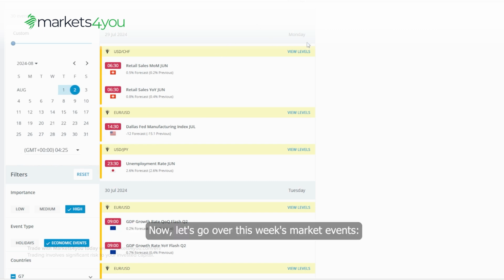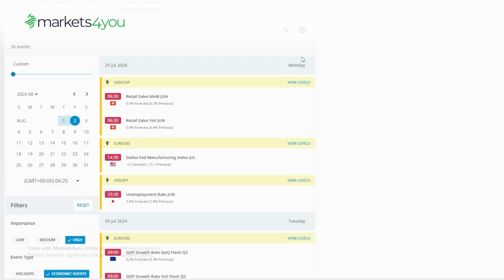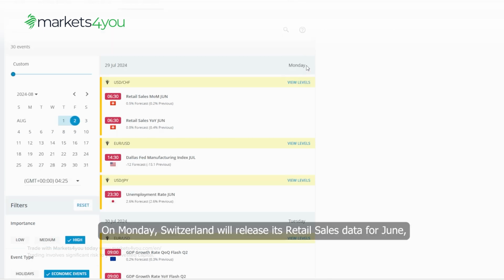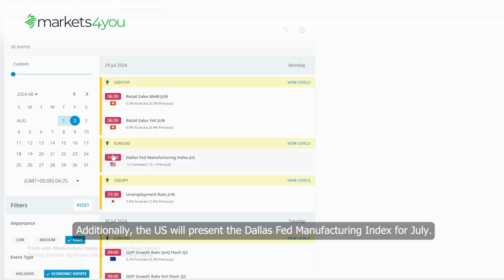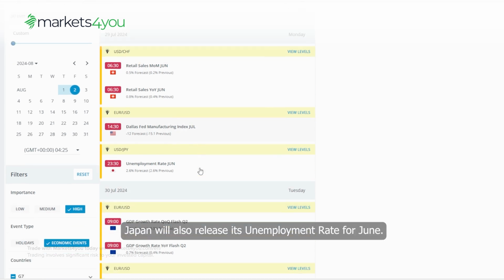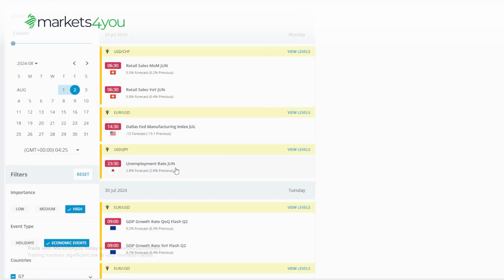Now, let's go over this week's market events. On Monday, Switzerland will release its retail sales data for June, both on a monthly and yearly basis. Additionally, the US will present the Dallas Fed Manufacturing Index for July. Japan will also release its unemployment rate for June.